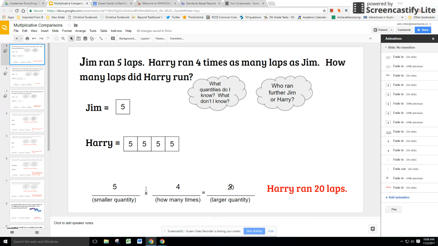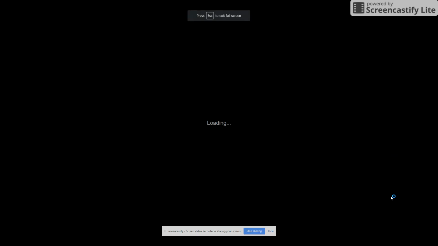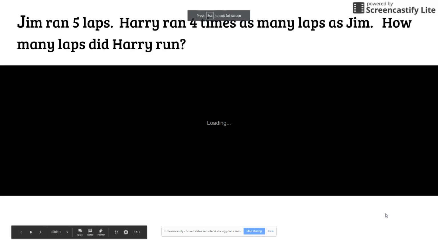What I've added down here is something that I think will help them make sense of the problem, and it also helps them see the equation that's going to solve the problem. So if they use this idea of the smaller quantity times the how many times equals the larger quantity, they can just plug the numbers into that equation to solve it, and also they will have the equation in front of them if the question is just asking for the equation. So I'm going to go ahead and present this to show you how things come in as you click through the slideshow.